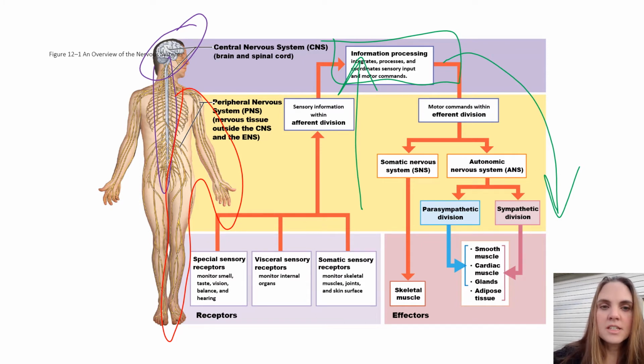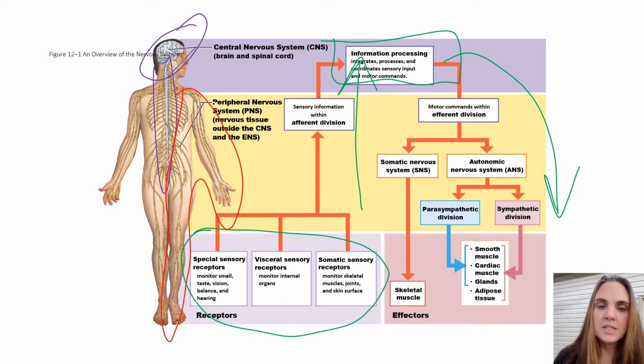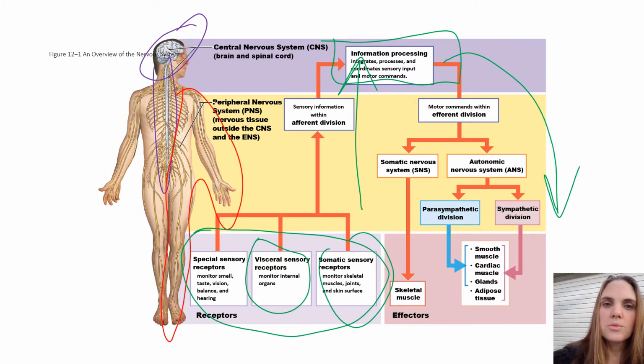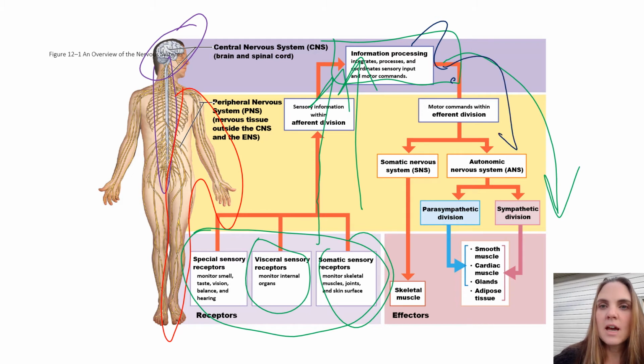The sensory information that's coming in could come from special sensory receptors, such as monitoring our special senses, our sight, sound, smell, visceral sensory receptors, monitoring our internal organs, and then somatic sensory receptors, meaning monitoring the surface of our skin, our joints, and our skeletal muscles. So all those receptors are going to transmit information via the afferent division of the peripheral nervous system up to the CNS. The CNS is then going to decide what do we need to do with this information that's coming in, and then send commands out via that efferent division of the peripheral nervous system.